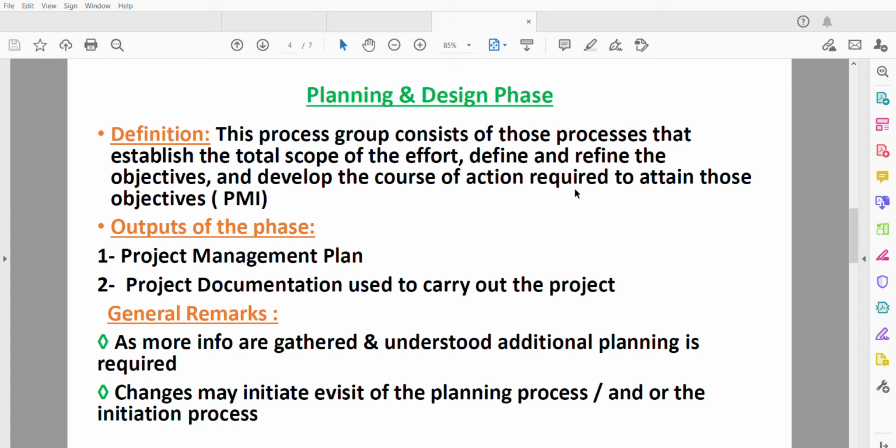What are the major outputs of this phase? The first thing is the project management plan, which we'll use as a baseline to monitor the project against. The second major output of this phase is the project documentation, which is used to carry out or execute the project. This documentation could be drawings, reports, procedures, and so on.